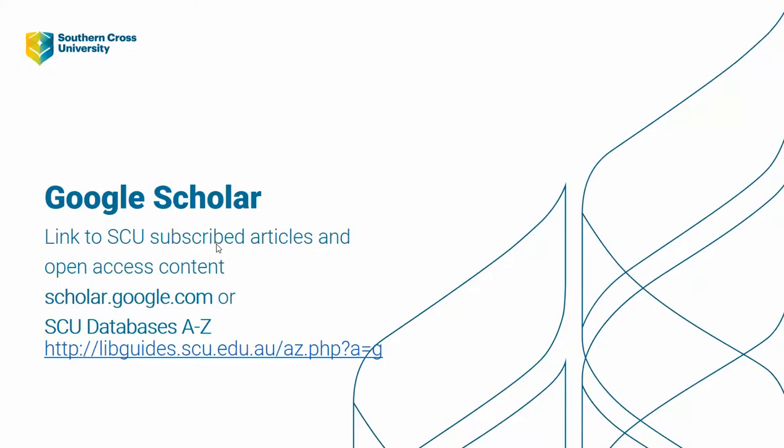Another method is to paste the title into Google Scholar. This could work well if you are locating articles from a bibliography or reading list. Access Google Scholar at scholar.google.com or from the Library A to Z database link.